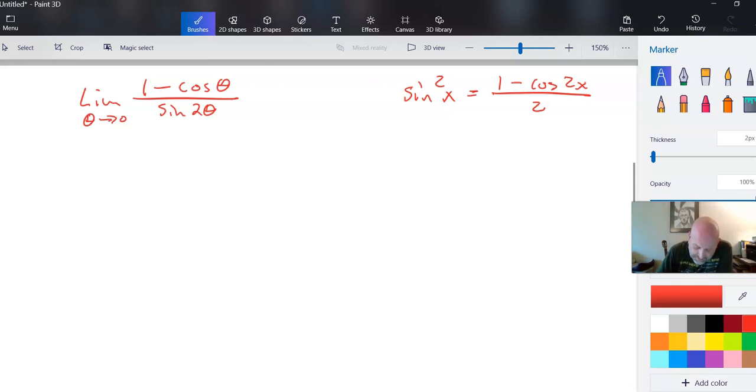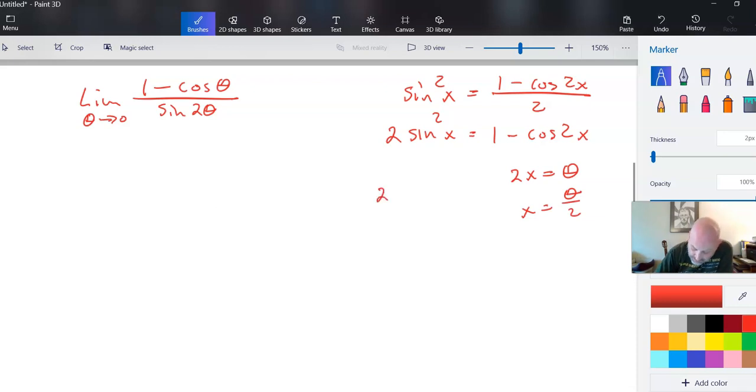In any case, I don't have a sine 2x. That's interesting, but there's a 1 minus cosine, and I have a 1 minus cosine here. So here's what I'm going to do. I'm going to move this 2 over. 1 minus cosine 2x. And I need a cosine theta. So I'm going to let 2x equal theta. And since I have an x over here, if I divide over, that means x is equal to theta over 2.